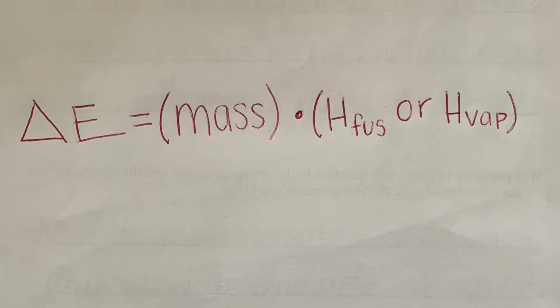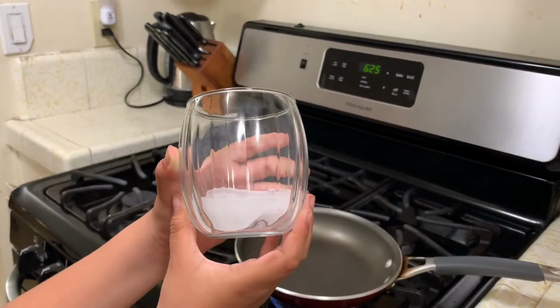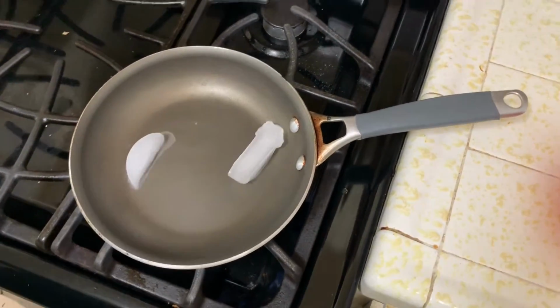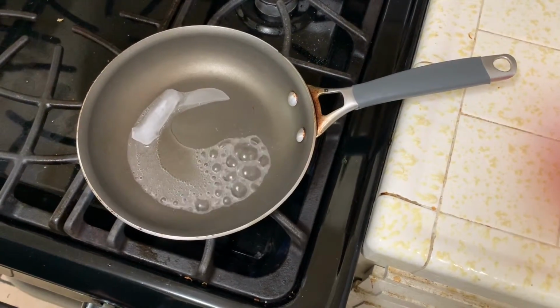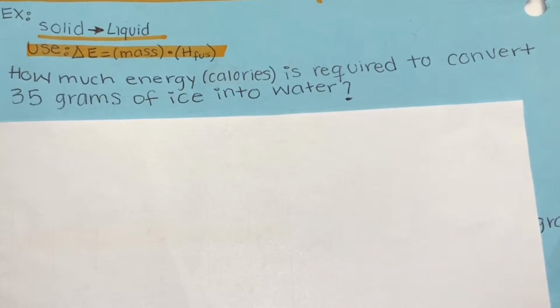Now I'm going to talk about the units for mass, heat of fusion, and heat of vaporization. For mass, the units would be grams, and for heat of fusion or vaporization, the units are calories per gram. The amount of energy required to melt 1 gram of a substance is called heat of fusion. So here we are going to melt some solid ice to liquid, which would be adding energy, and therefore your values are going to be positive. So let's begin with the first problem.